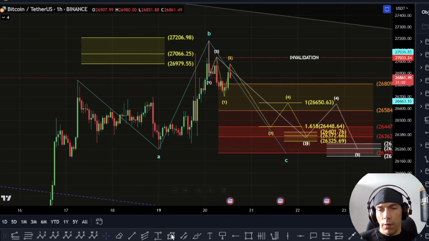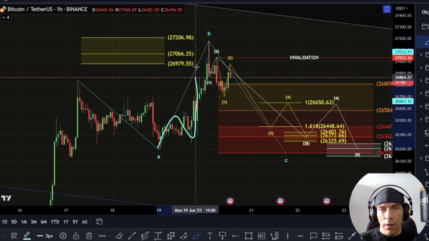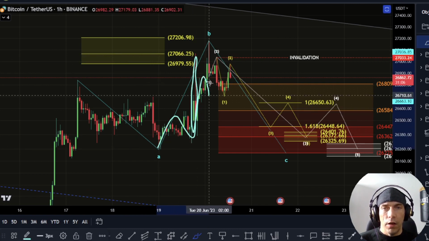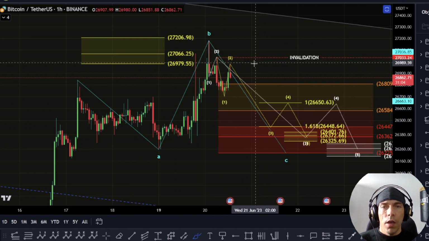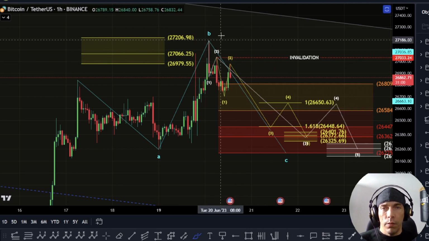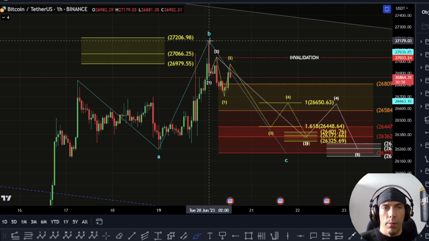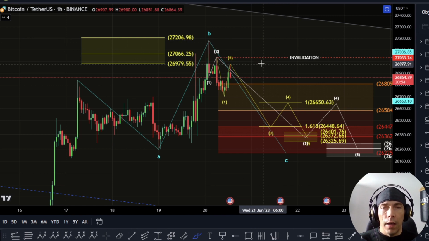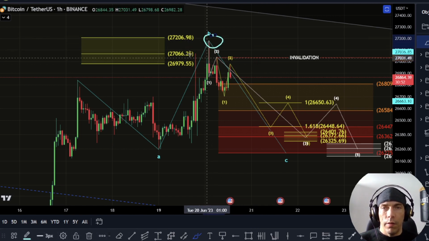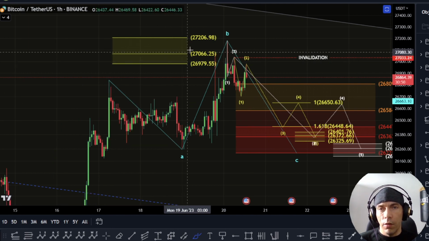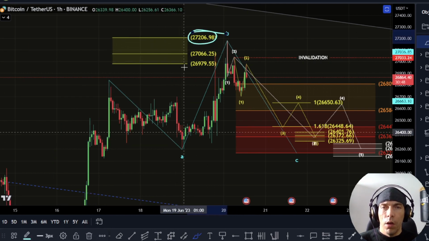Treating this as an A wave here, and then looking at this as ABC for W, this is X, and then another ABC for Y. So invalidation of this B wave location would obviously be taking the high point again here at this 27,197 level, and that would invalidate the idea of having this B up here.